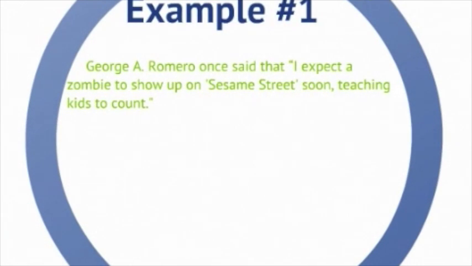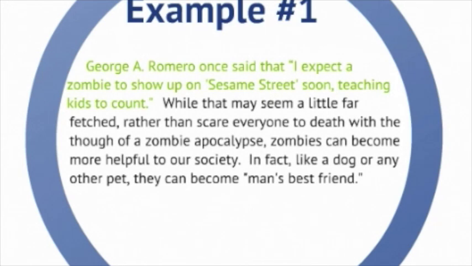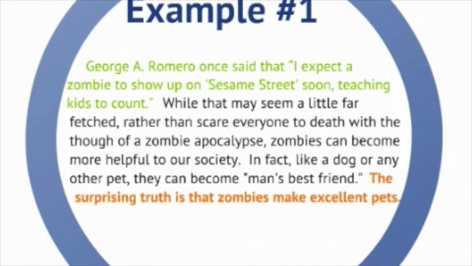So we had the Sesame Street quote about zombies teaching kids to count. We added some background information about how zombies can be helpful. In fact, like a dog or any other pet, they can become man's best friend. And then we add, the surprising truth is that zombies make excellent pets. So that slowly gets in, and you have all three parts there in the introduction. Going from the hook, that background, narrowing the focus, and then ending in the thesis statement.